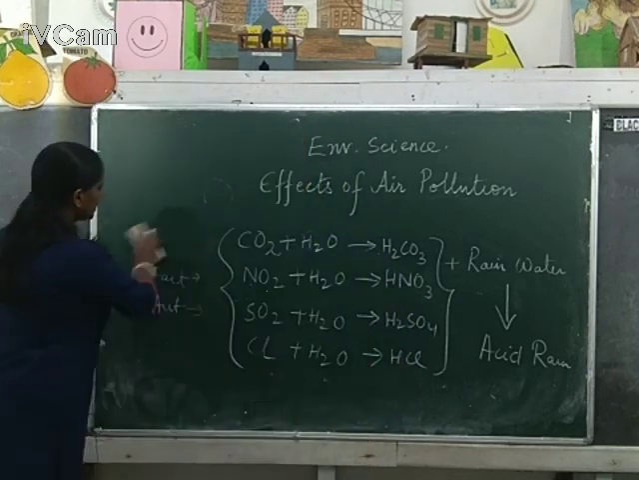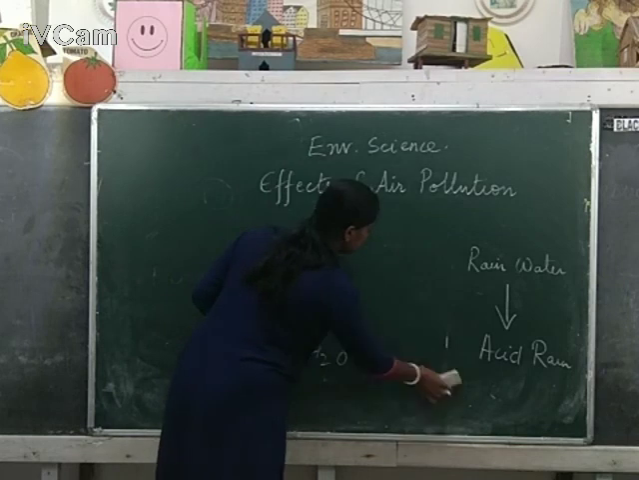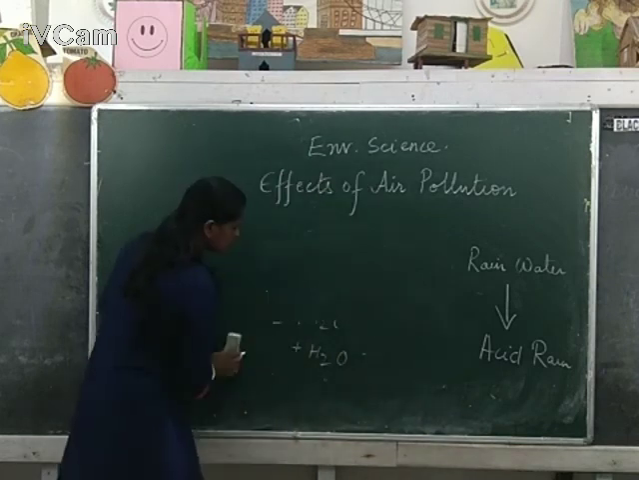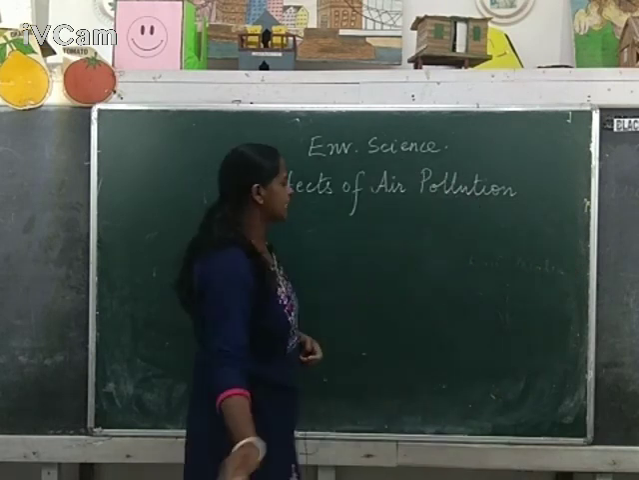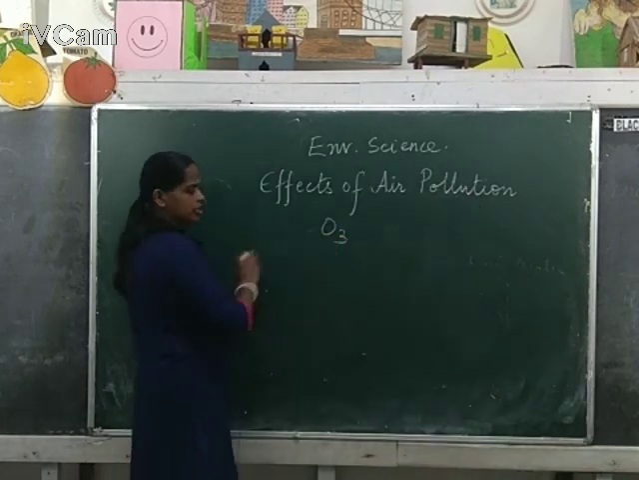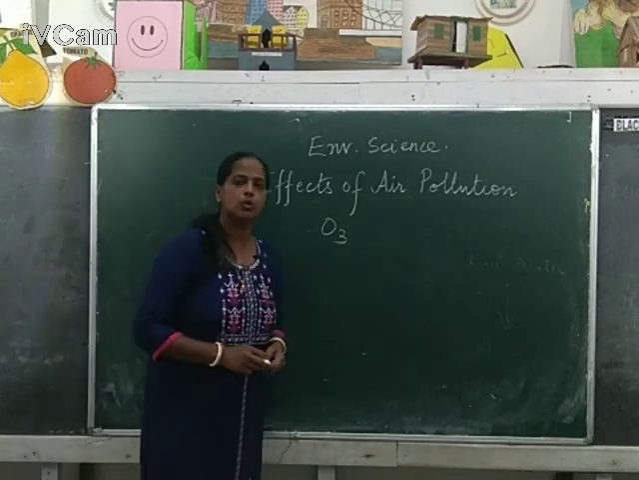And the third and the last one that we need to study is ozone layer depletion. The depletion of the ozone layer. Ozone, as you all know, is triatomic form of oxygen. When 3 atoms of oxygen combine, then we have ozone.